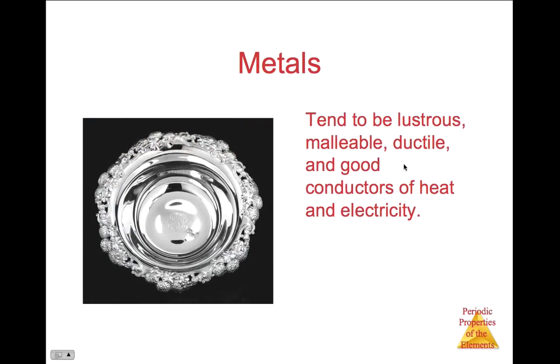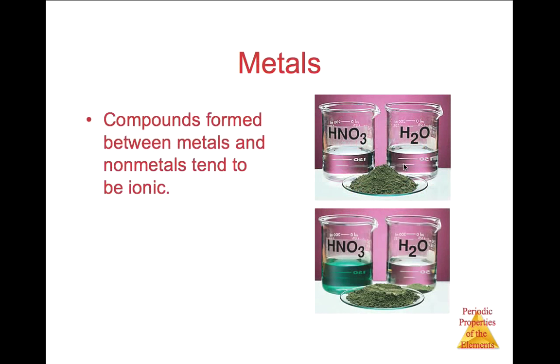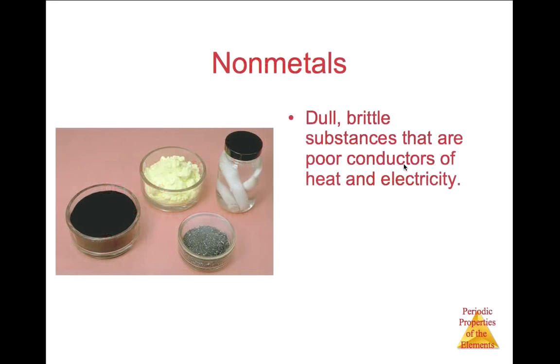Metals tend to be lustrous, malleable, ductile, and good conductors of heat and electricity. Compounds formed between metals and nonmetals tend to be ionic. In other words, there's not very much sharing of electrons in those substances. Metal oxides tend to be basic.